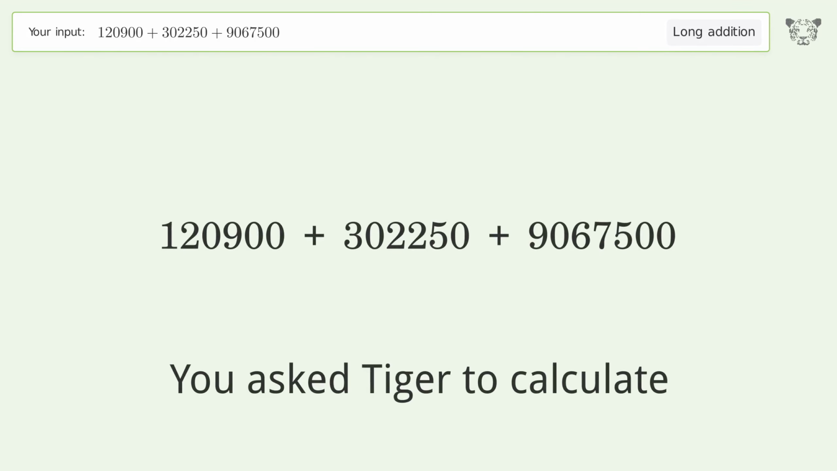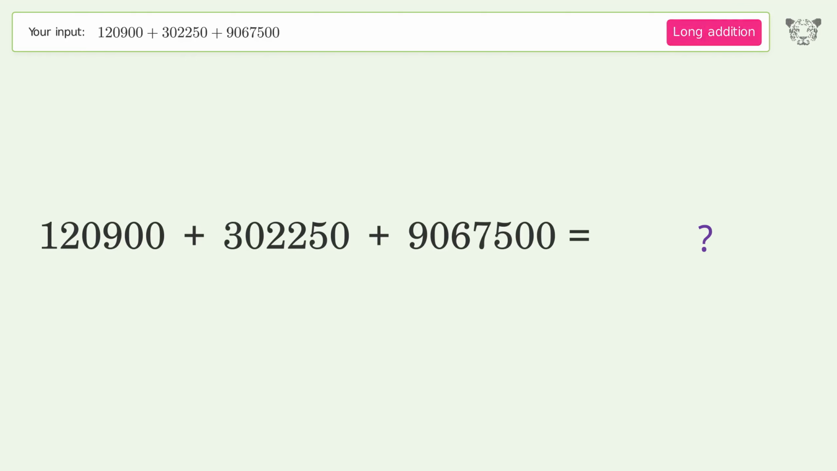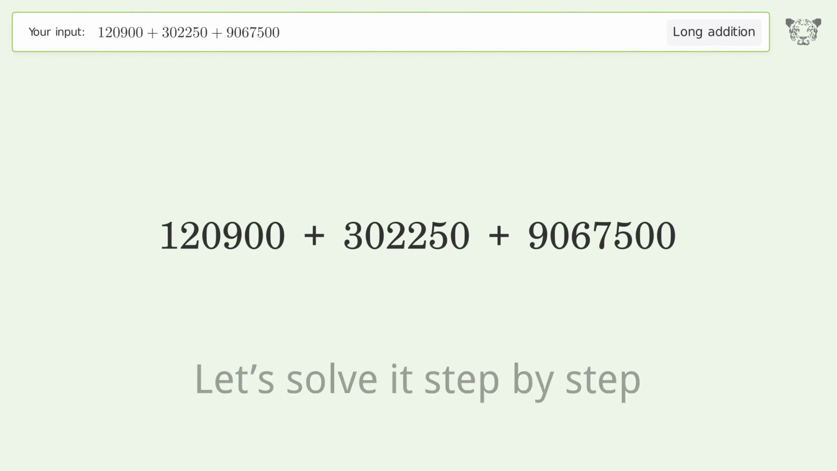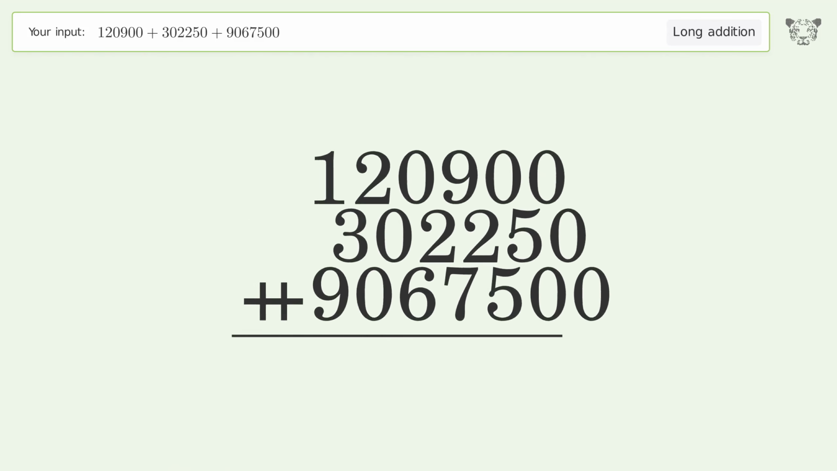You ask Tiger to calculate. This deals with long addition. The final result is 9,490,650. Let's solve it step by step. Rewrite the numbers from top to bottom, aligned by their place values.